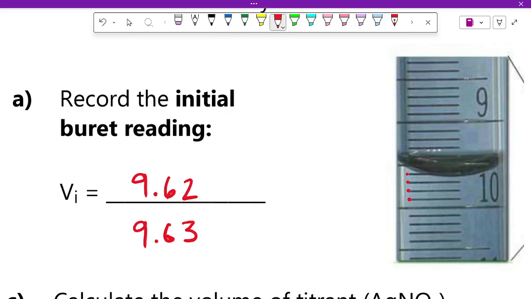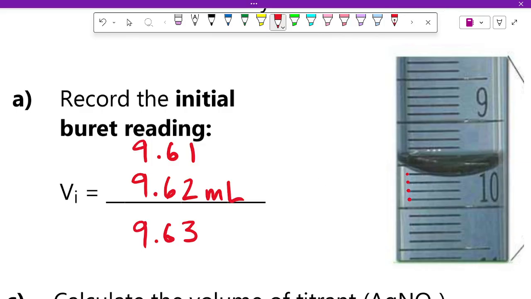Either of those would be good guesses. You could even do a 9.61. Any of those would be fine. What's missing from my measurement? Milliliters. Okay, so we've got all our digits plus that one uncertain digit.